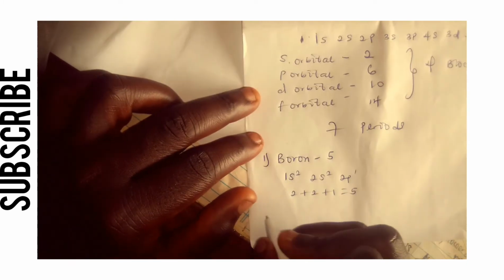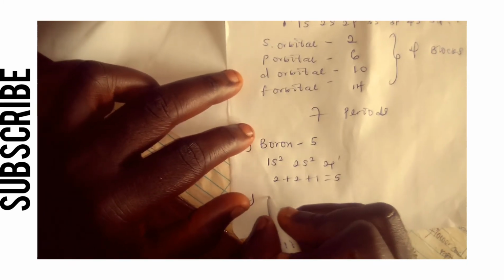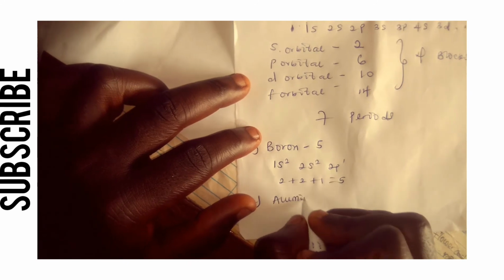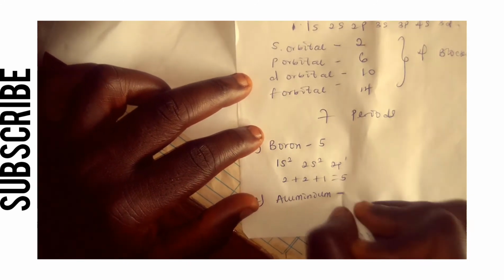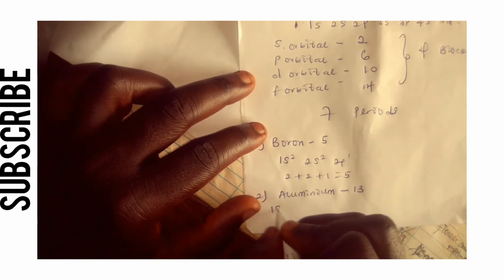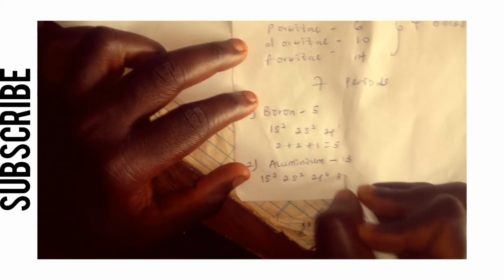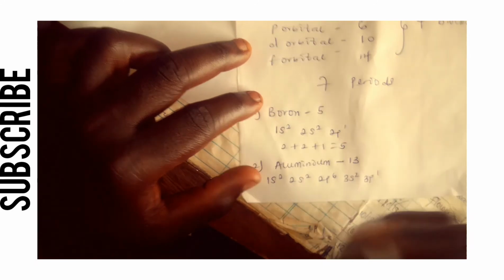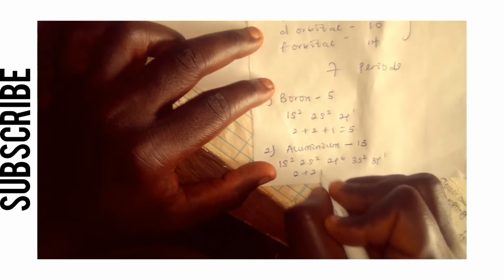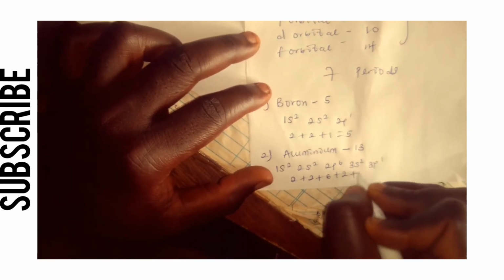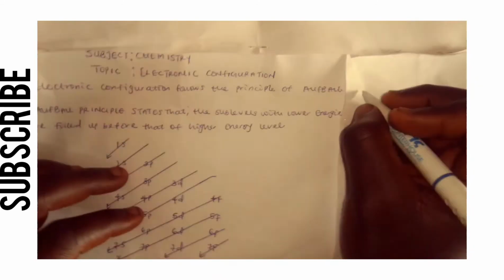Now let's take another example. Aluminium. Aluminium has an atomic number of 13. Therefore, 1s2, 2s2, 2p6, 3s2, and 3p1, where 2 plus 2 plus 6 plus 2 plus 1 is equal to 13. Now let's take the third example.